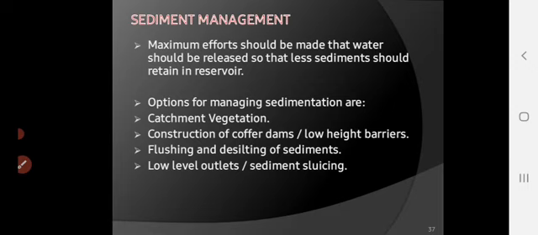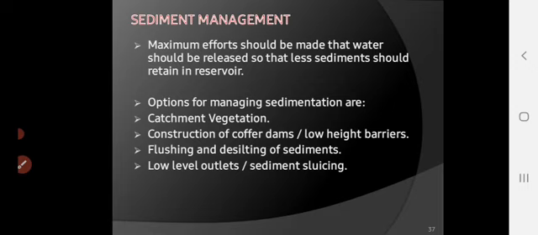Flushing and desilting of sediment, meaning removal of sediment, is also done. This is a curative measure. Sediment already deposited in the reservoir may be removed either by excavation or through the scouring sluices, right?